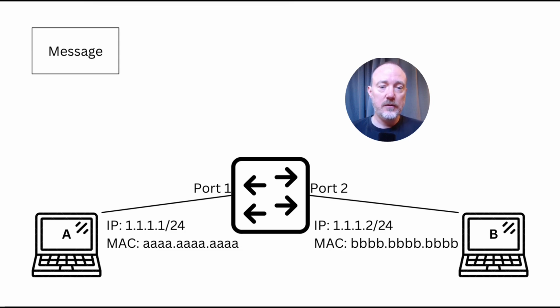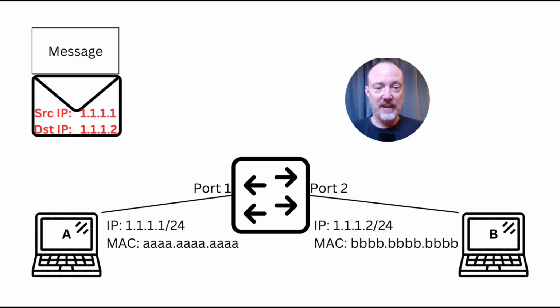So once again, PC A wants to send a message to PC B. So there's our message up there. And just like before, PC A gets the segment from layer 4, the transport layer, and applies the layer 3 header. This header contains the source and destination IP addresses. Since PC A is sending this traffic, it's going to have a source IP of 1.1.1.1. It's being sent to PC B, so it has a destination IP address of 1.1.1.2.